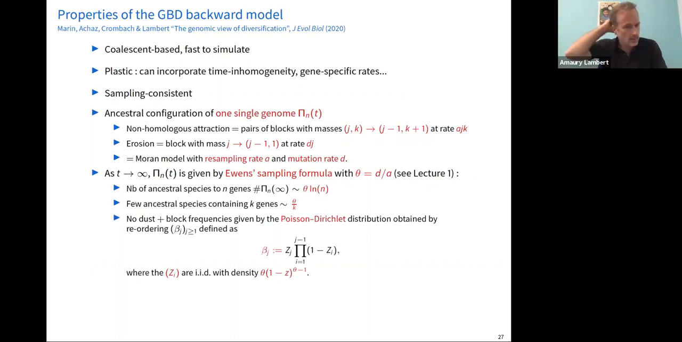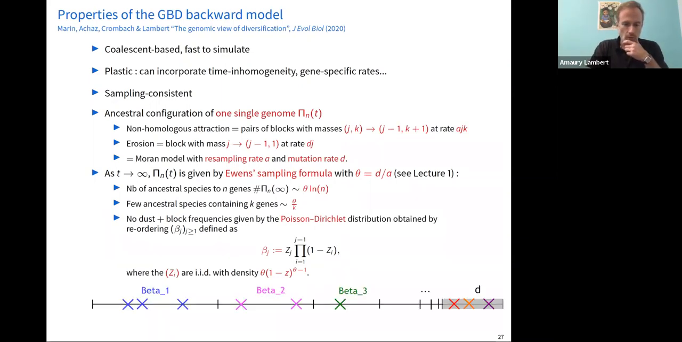And also, as I said during lecture 1, when you let n go to infinity, you look at the exchangeable partition into ancestral species, into blocks. It has no dust, and the block frequencies are given by the Poisson-Dirichlet distribution. And so the cartoon here is false because D equals 0, there is no dust.